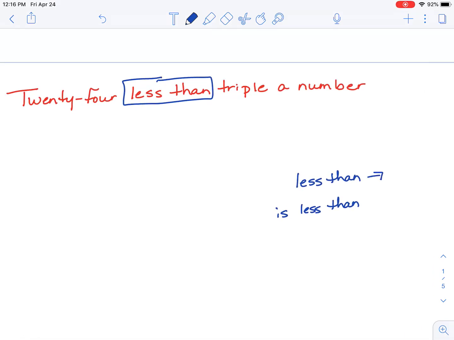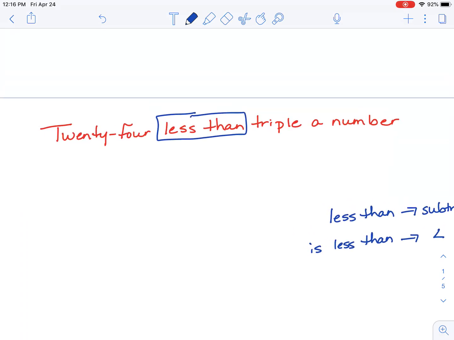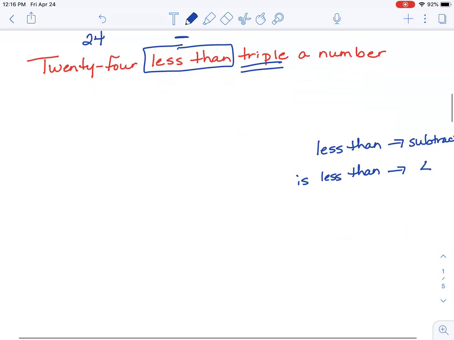"Less than," like we have here, means to subtract. "Is less than" means the inequality, less than. But since we just have "less than" up here in our problem, that means to subtract. Then this is 24. Triple a number. Triple means to multiply by 3.